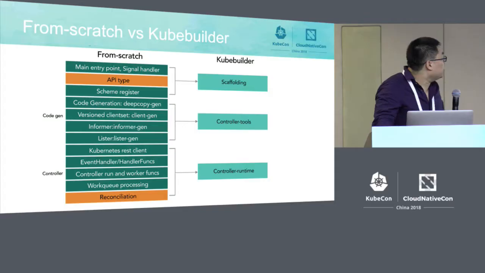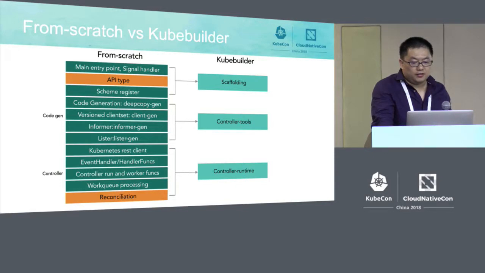So we can see from the left side, this is a basic stack you have to be familiar with to build up a controller from scratch. On the top, this one is a main entry point where you can start your controller. The API type is very important, where you can define your CRDs, and you have to register your versioned kind APIs into runtime scheme for serialization.